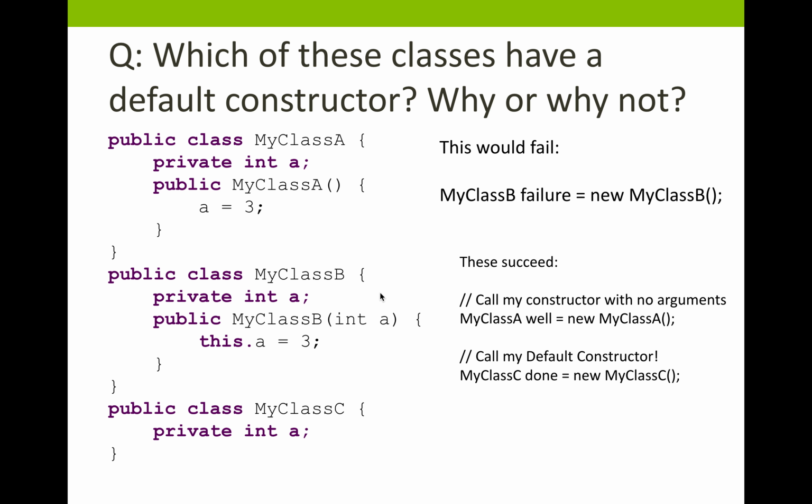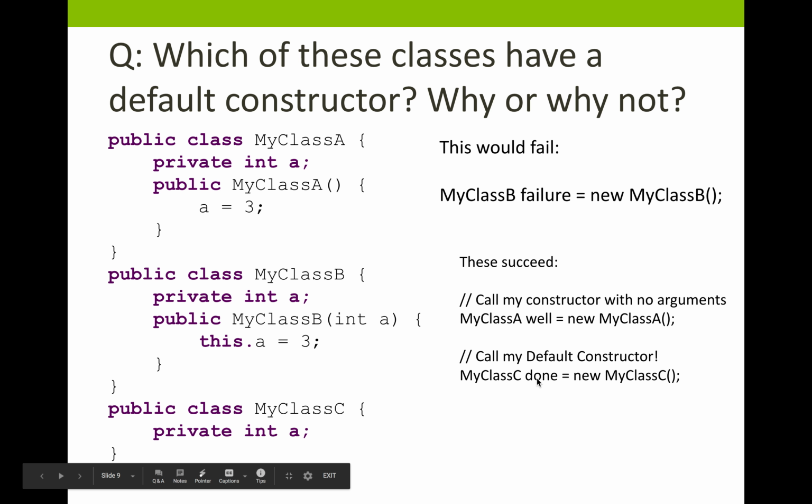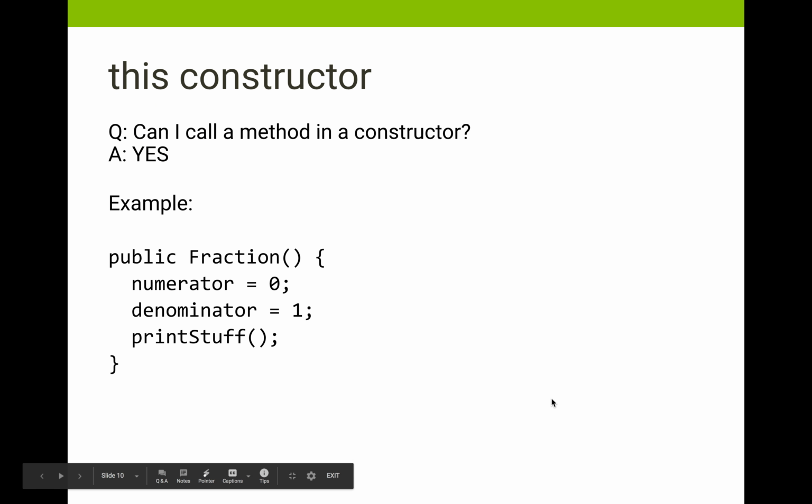These will succeed. My class A, create a new identifier, new my class A with no arguments, calls that, that's fine. That's my constructor with no arguments. And then if I do this down here, I'll call my default constructor with no arguments down there, and that is well done. That's right.